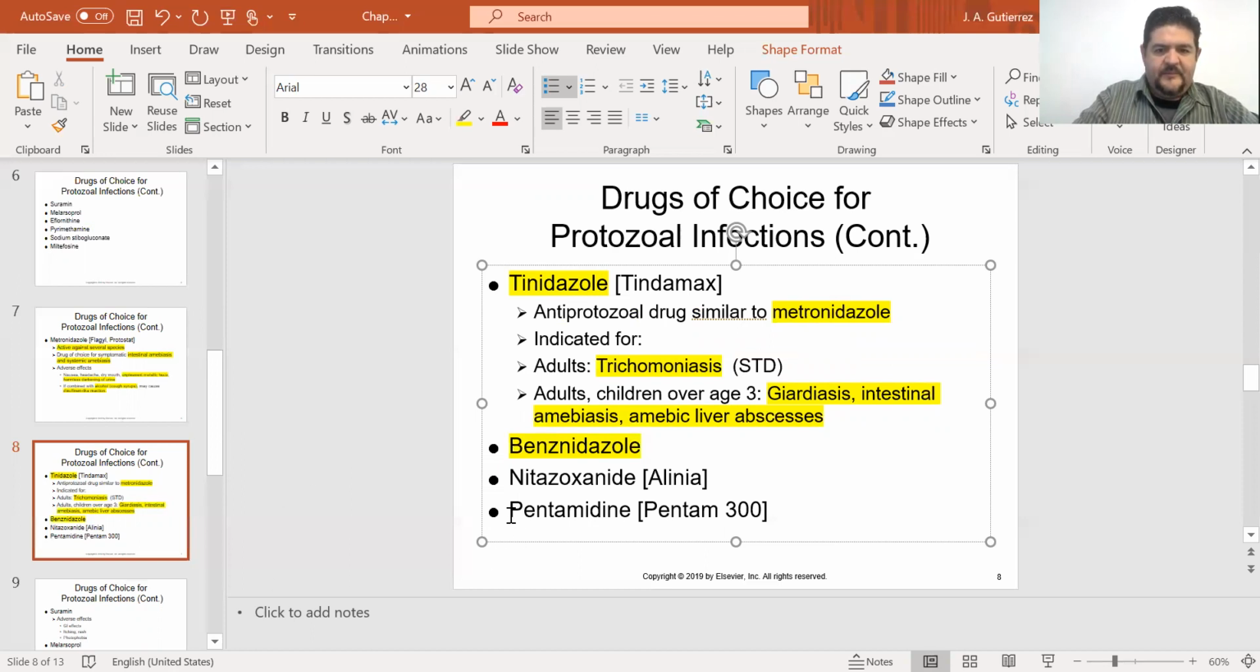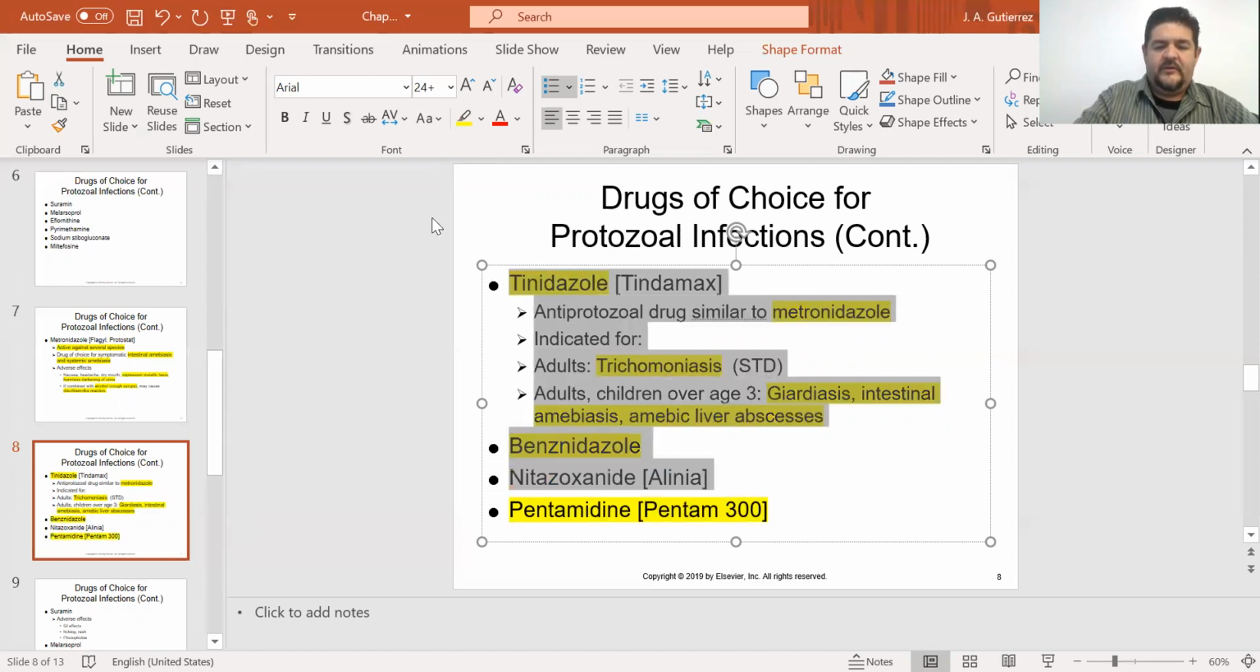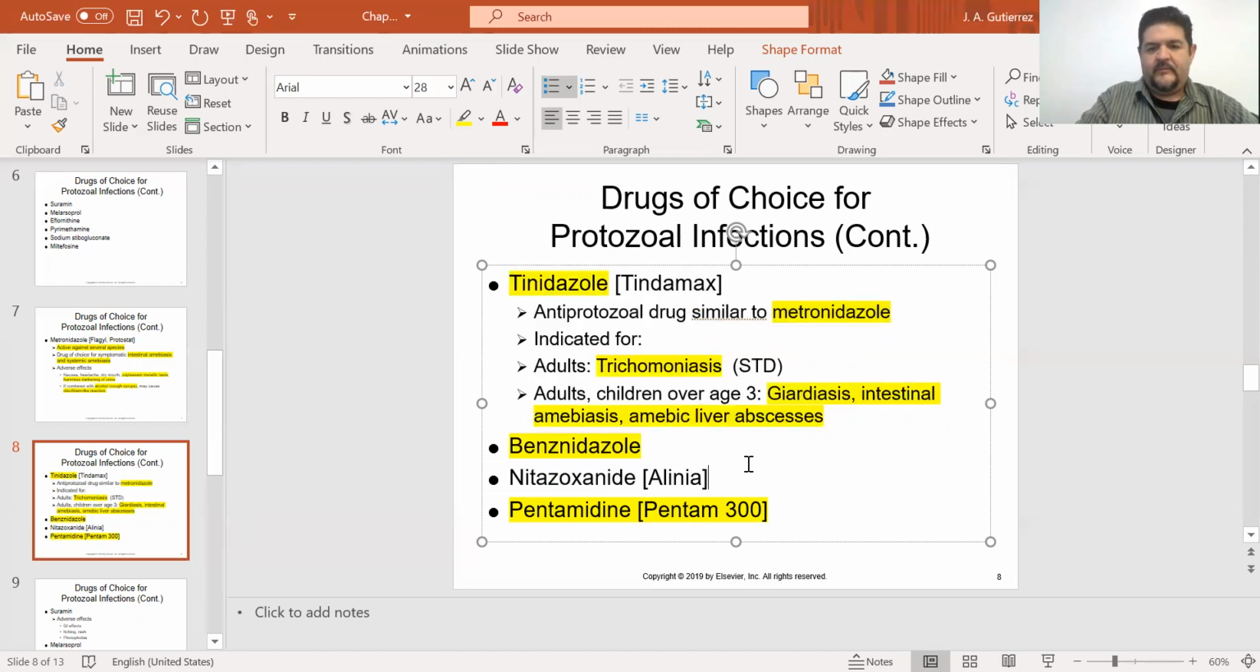Regarding this list, pentamidine will be the more severe drug that we can use if all these other ones don't work for that patient. Pentamidine has severe effects regarding bone marrow suppression and liver damage. Sorry, there was a mental blackout. So pentamidine, we use it only as a last drug.